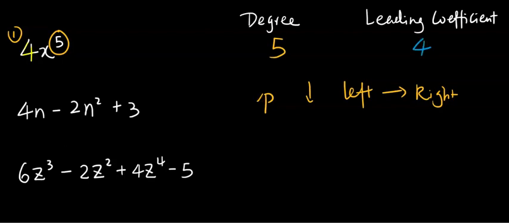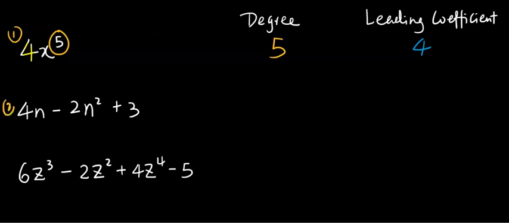Alright, we're going to erase this part. Remember, we might need to rearrange it if the exponents are not already decreasing from left to right. Let's look at the second one. This n has exponent 1. N has exponent 2, so we're going to rearrange it.